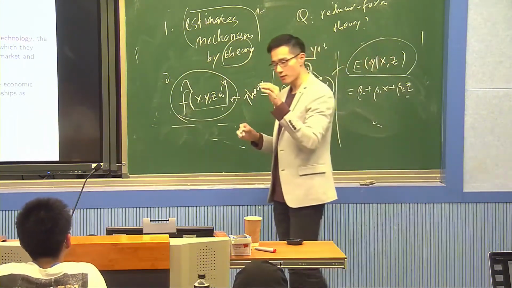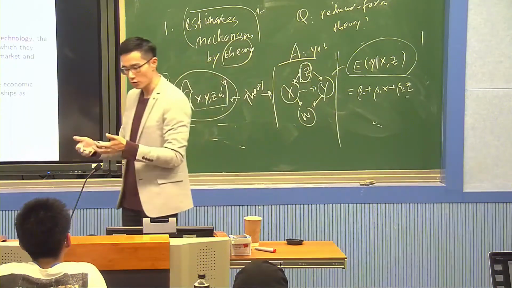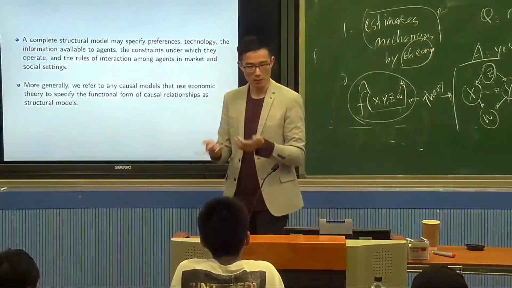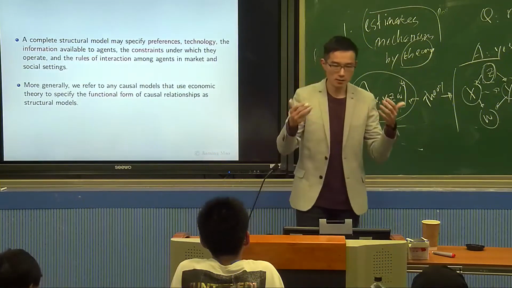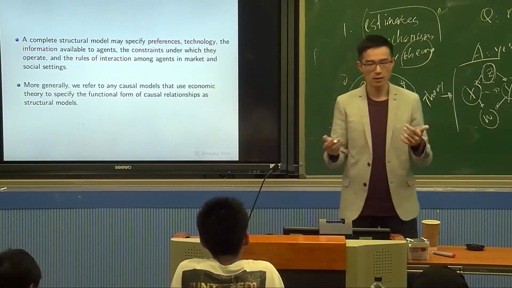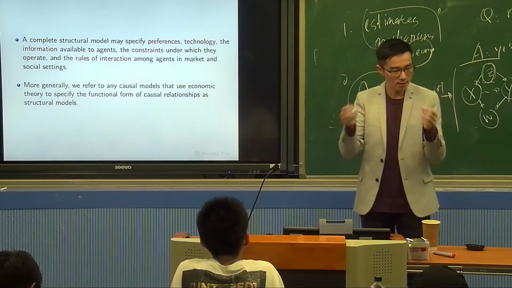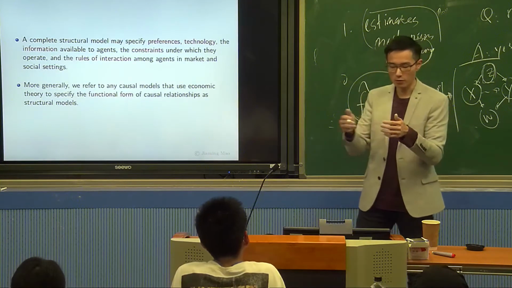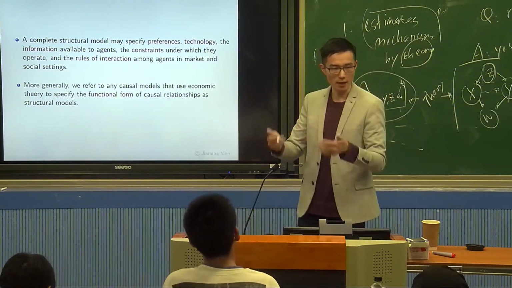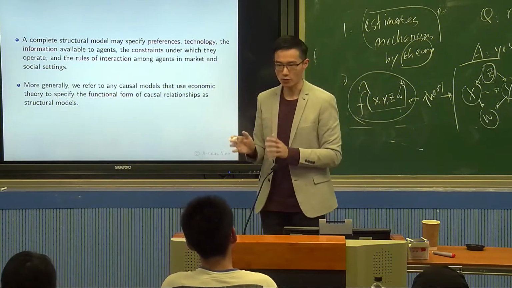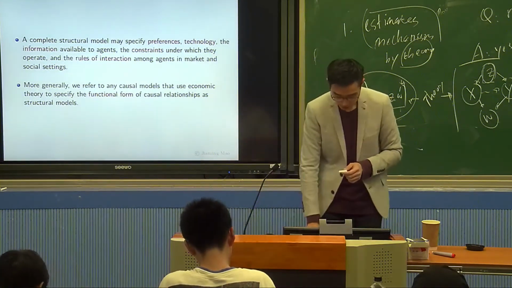The structural model gives functional form to the causal model, and reduced form does not rely on functional form from the model. The reduced form approach chooses a statistical model to fit the relationship rather than relying on theory to specify functional form. So that's the first difference between the two.